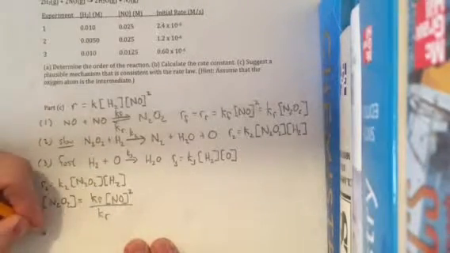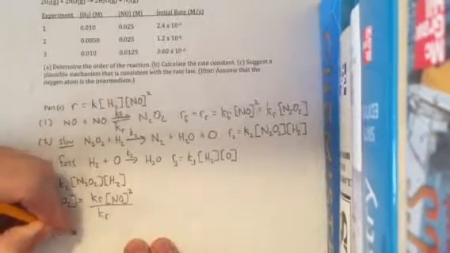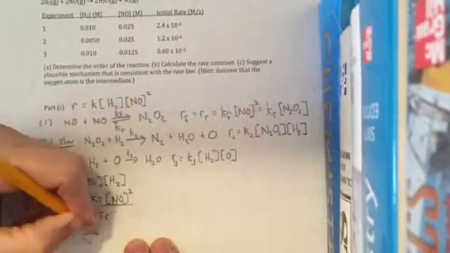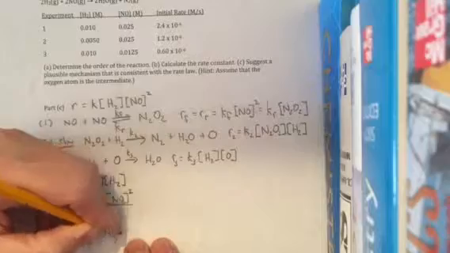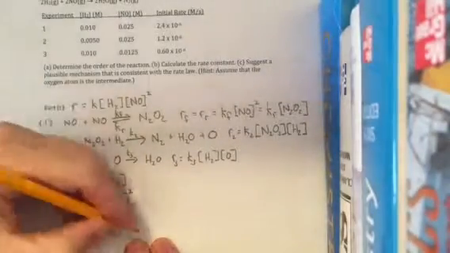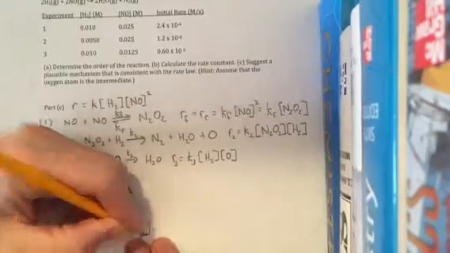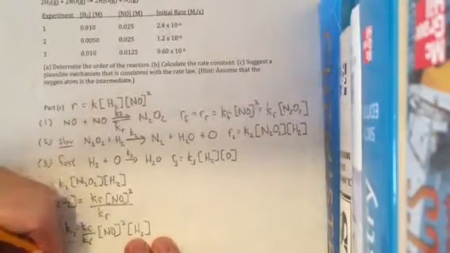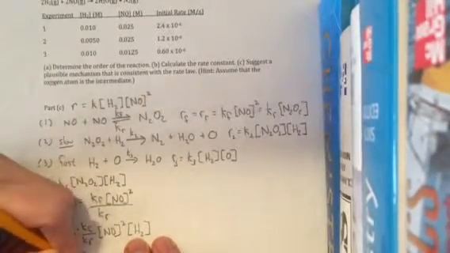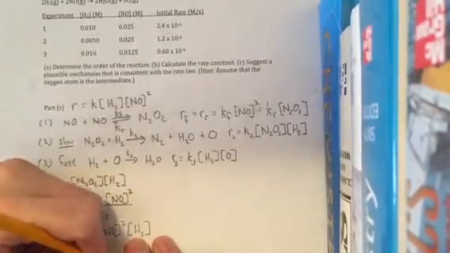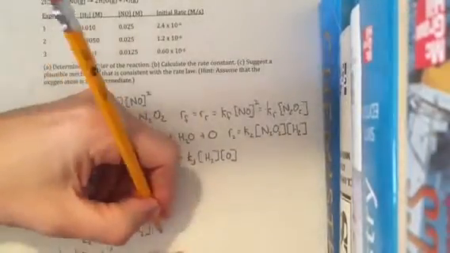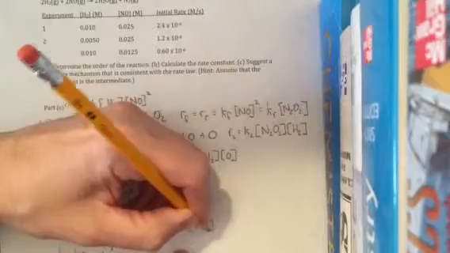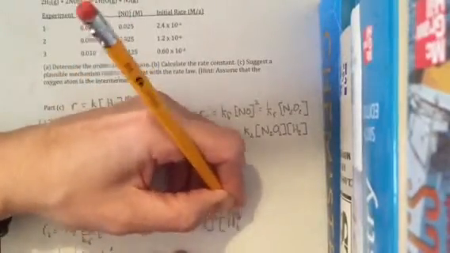So now for rate step 2, it would be K2 times Kf over Kr times the concentration of NO squared times H2. Now here's the thing about rate constants. A constant times a constant divided by a constant is a constant. So I'm going to call K2 times Kf over Kr just K prime. And so now we have K prime times NO squared times H2 for the rate determining step.